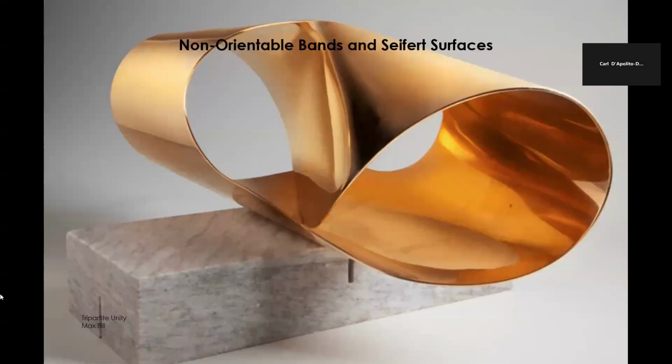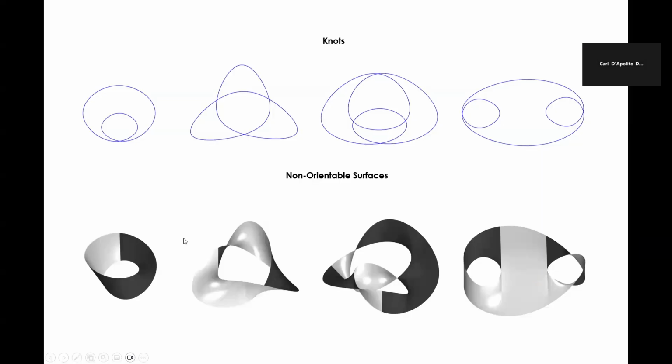Okay, so I want to talk about non-orientable surfaces. And non-orientable surfaces begin from these knots. If you look at the knots, they have different numbers of crossing points. So this one has one, this one has three, this one has four, this one has two, and then they have different regions as well.